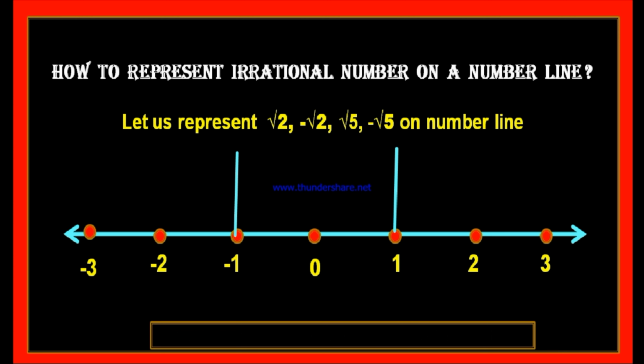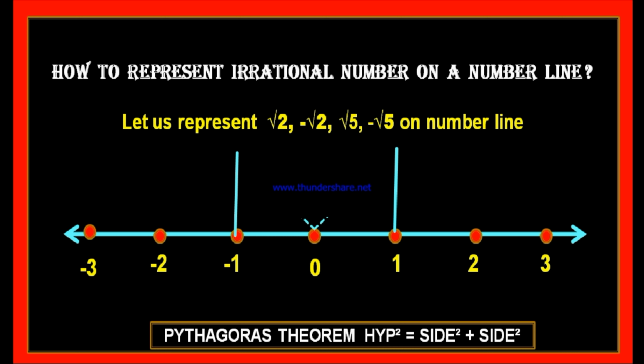We may recollect the Pythagoras theorem once. What does this Pythagoras theorem state? In a right triangle, hypotenuse square is equal to side square plus side square. Understood? Only, hypotenuse is equal to root over side square plus side square. Let us use this knowledge to get root 2.